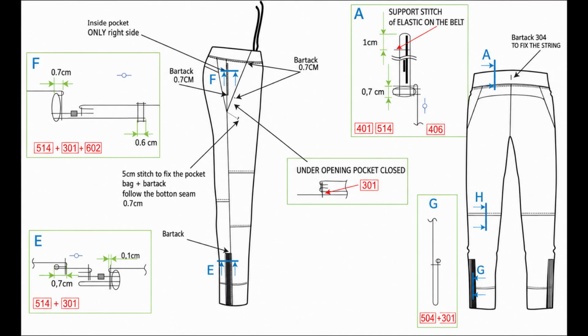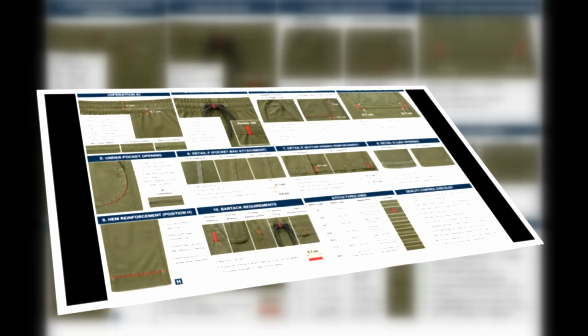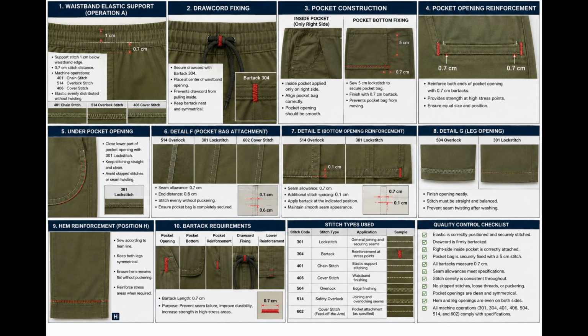No loose threads, skipped stitches, broken stitches, puckering, or seam distortion. All bar tacks must be strong, clean, and correctly positioned. The waistband and leg seams must remain straight and smooth. Final garment must be checked against the technical drawing before bulk production.